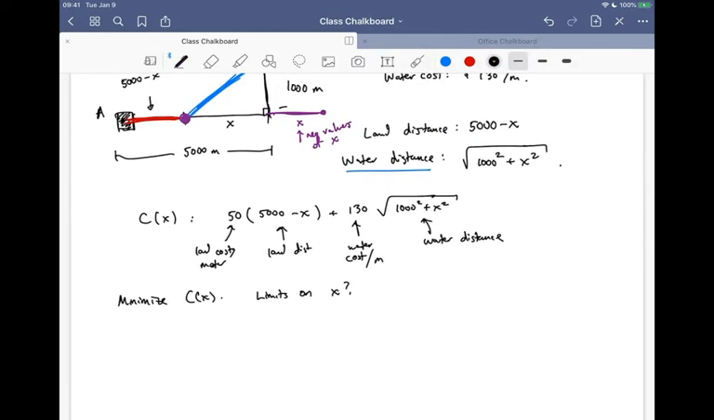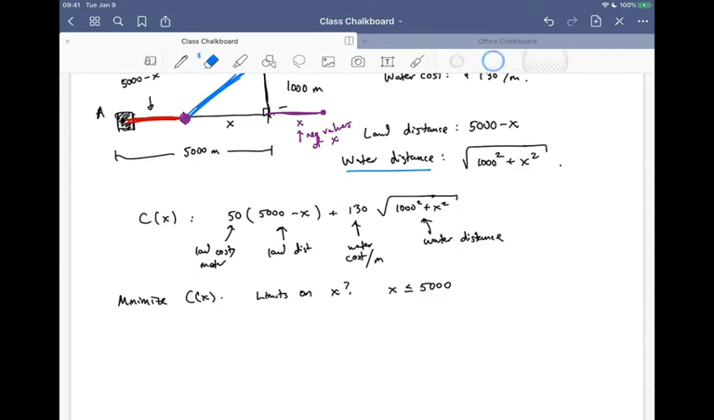Now, that's probably not going to be the optimum that we're looking for, but it is at least mathematically possible. So in this case, we would say that x can be no bigger than 5,000, because otherwise we would be directly at A. But there is no limit on x being negative. That would just be to go as far to the right as possible.